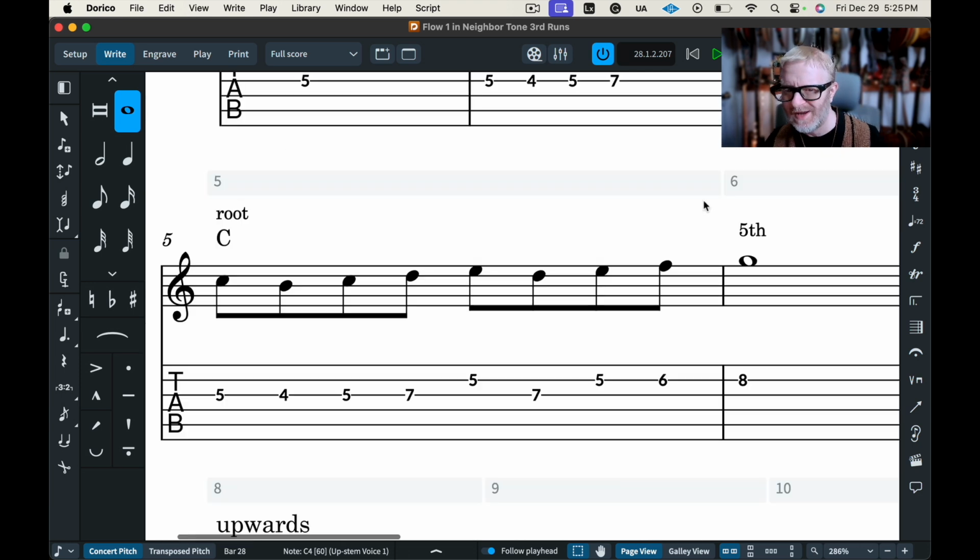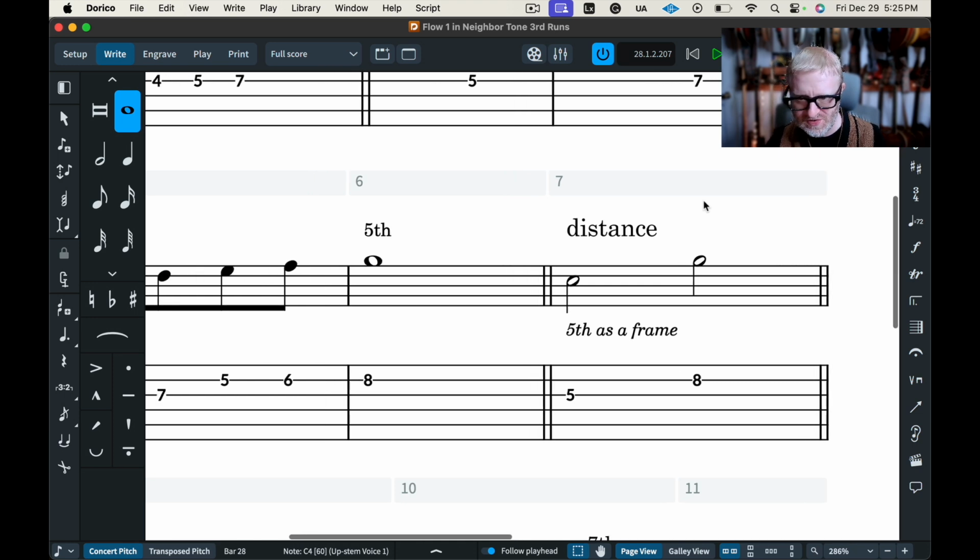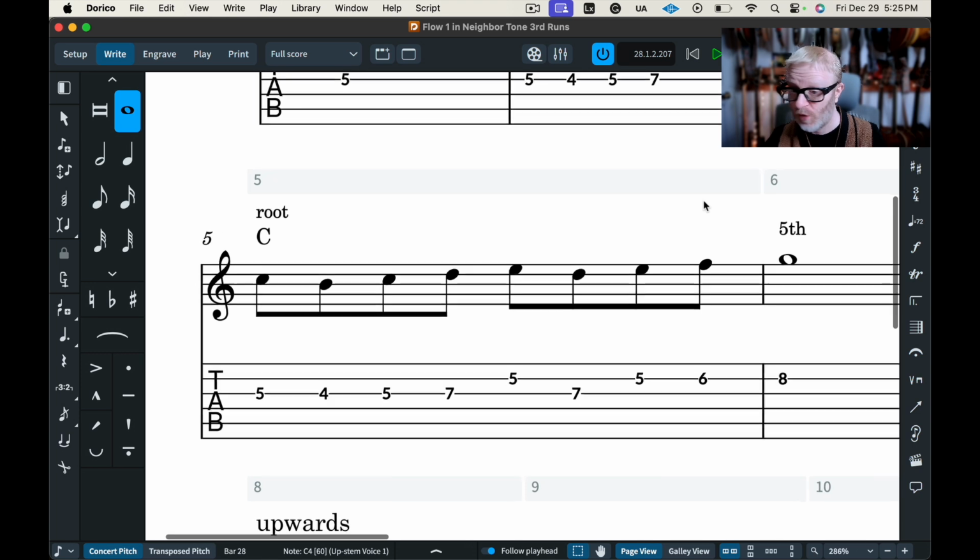In the third example, I decided to move the distance of a fifth and connect two neighbor tone phrases together in order to get there. We started on C, we ended on G, and at the end of the phrase, you can see our framework, right? Fifth as a frame. I know I want to move that distance, but I want to color it. I want to give it a little more ornamentation in order to get there instead of just playing those two notes. We created a neighbor tone run.